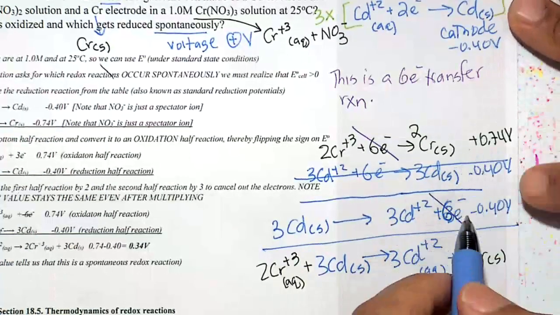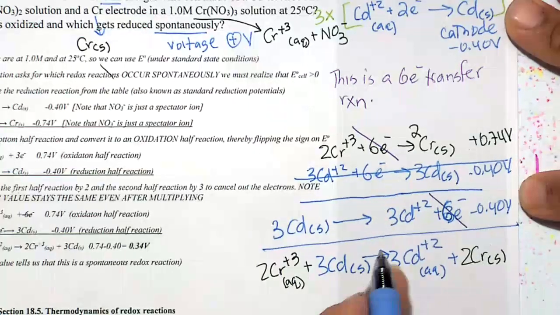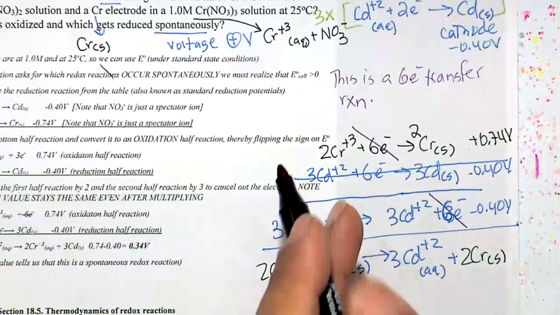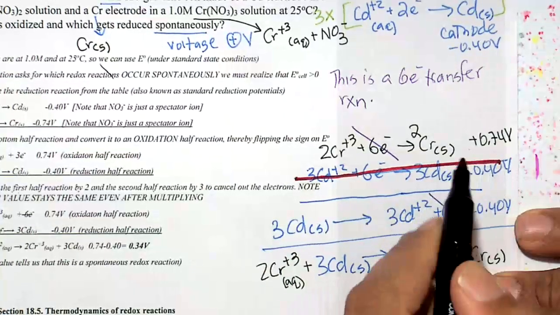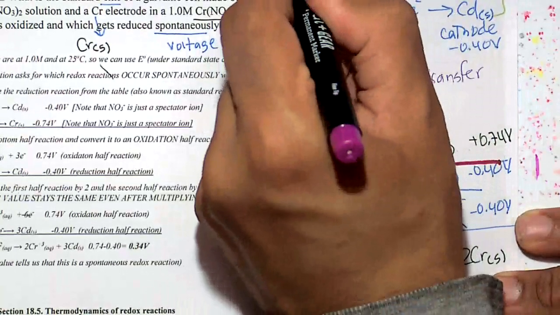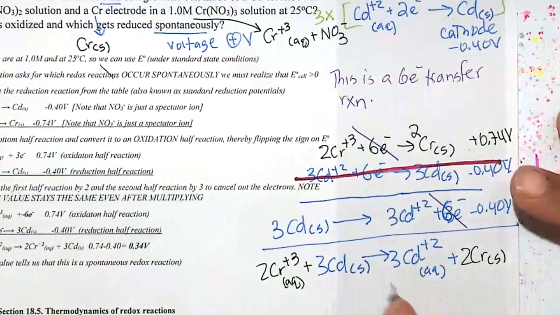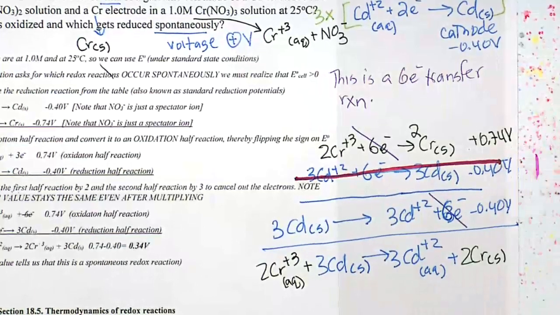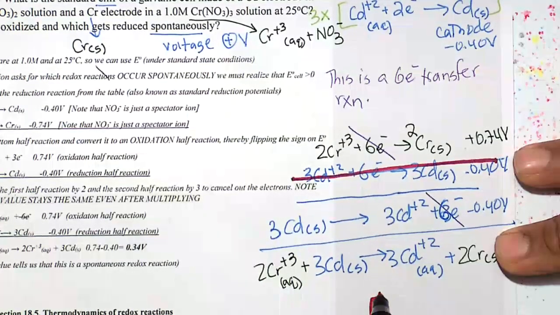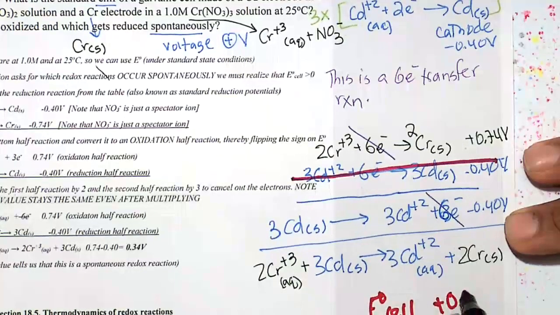Alright, so positive 0.74 volts minus 0.40 volts, this will be E cell. We have to flip one of these. So we flip the chromium, so we have to flip this. And then this becomes E cell, and E cell is 0.74 minus 0.40. It's going to be positive 0.34 volts.